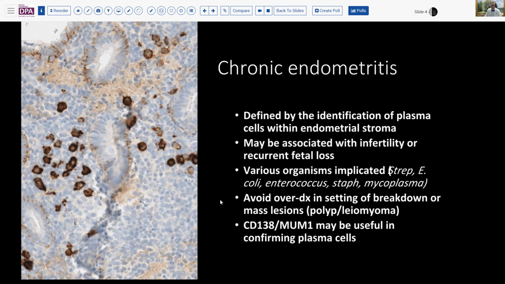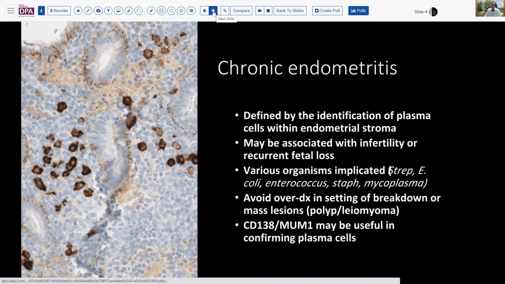Now, what are the caveats? Well, there are times when I might soften my diagnosis from chronic endometritis to something like consistent with or suggestive of, and that's in the setting where I have evidence of breakdown, sort of a premenstrual type of thing, or when I have some sort of a mass lesion like a polyp or leiomyoma that may be associated with that, or in the setting of where there's been an IUD in place, which is part of the mechanism of IUDs preventing pregnancy, to create an inhospitable environment.